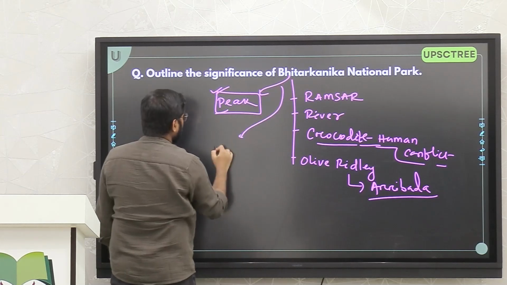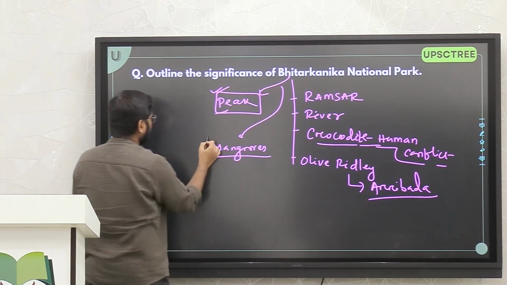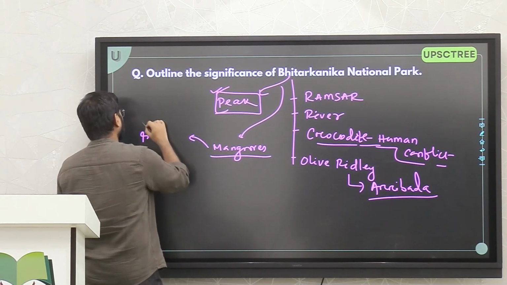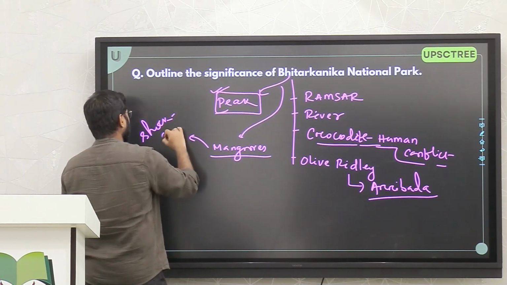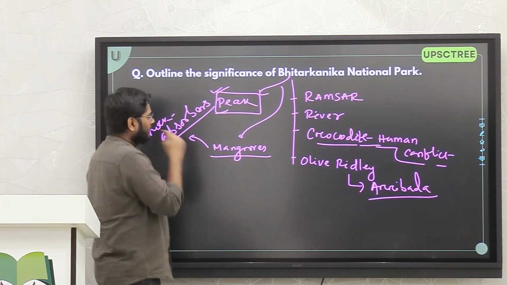Bhitarkanika is known for mangroves. And mangroves are, जब disaster होता है, specifically if there is a cyclone or something, you can talk about how they act as shock absorbers. ठीक है. So बता सकते हो.